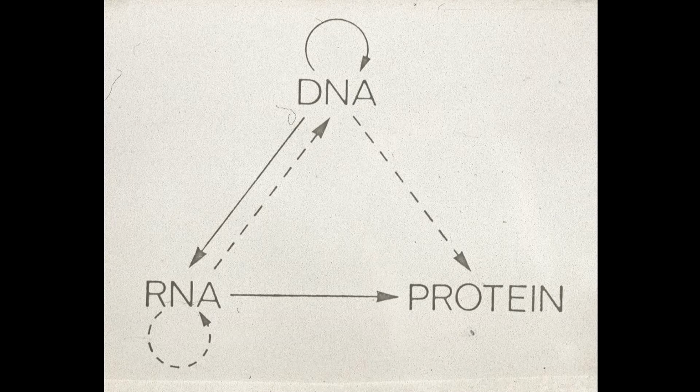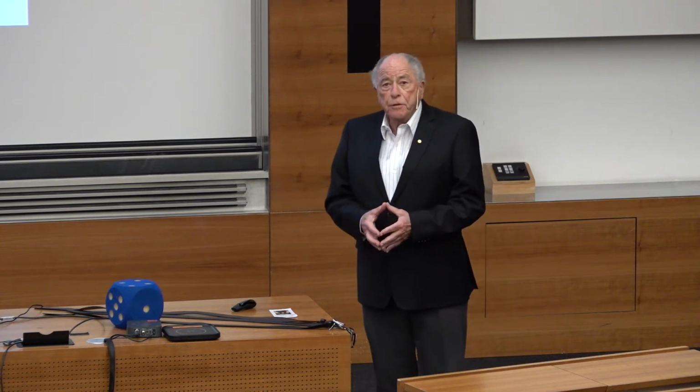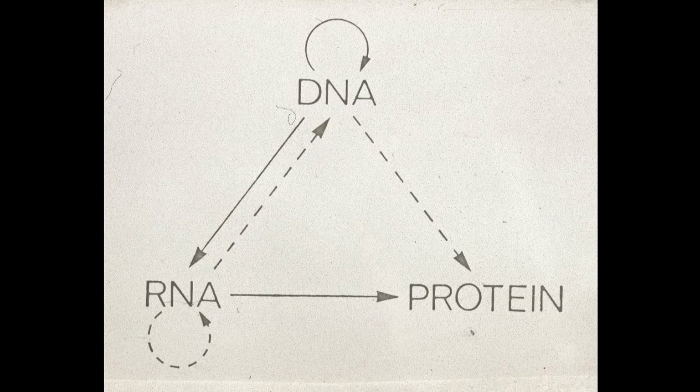Here you have the central dogma of molecular biology in a different presentation. This drawing actually dates from the early 1960s. You see, DNA, the curved arrow indicates that it can replicate itself. The solid arrow from DNA to RNA shows the way that the information that we find eventually in proteins is transferred from the DNA to the RNA and then from the RNA to the protein.